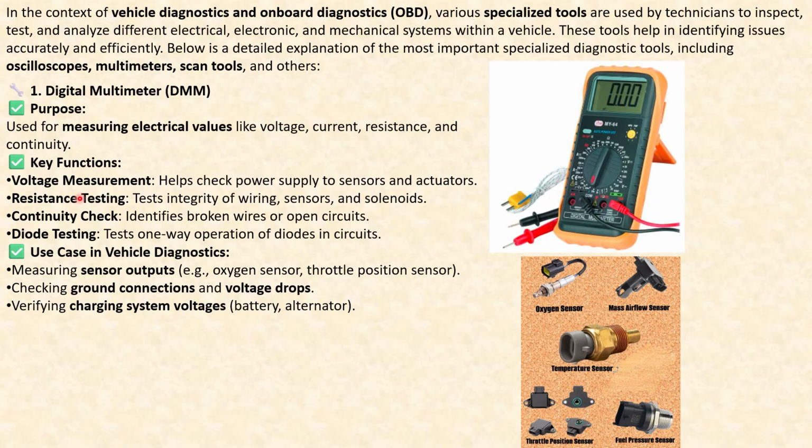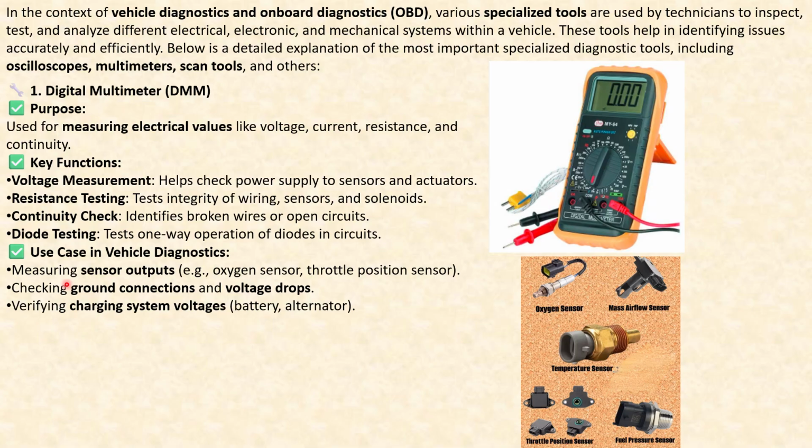And the key functions are voltage measurement. It helps check the power supply to sensors and actuators. Resistance testing: it tests the integrity of wiring, sensors, and solenoids. Continuity check identifies broken wires or open circuits. Diode testing tests one-way operation of diodes in circuits. These are the key functions.